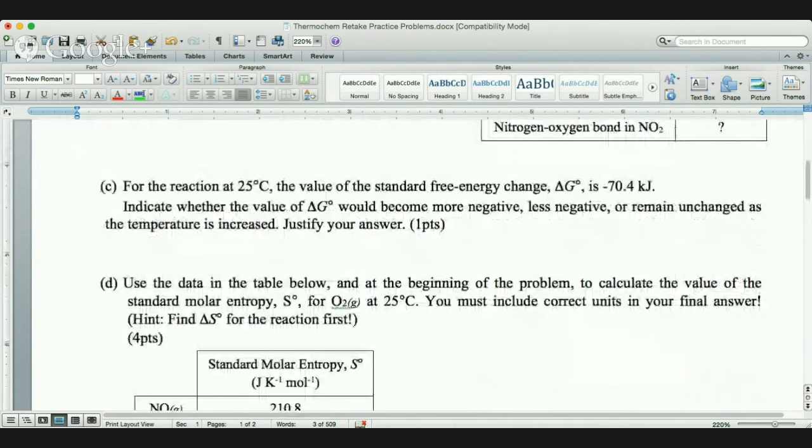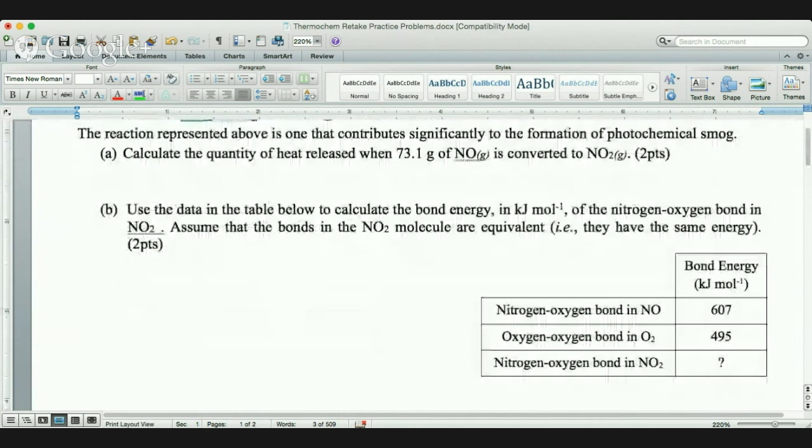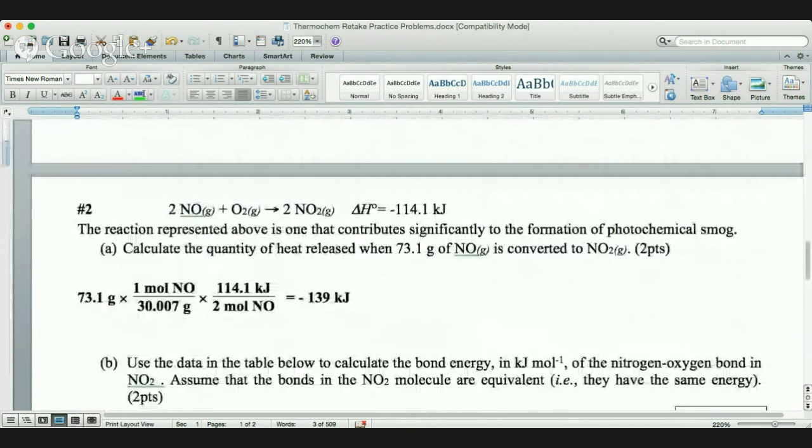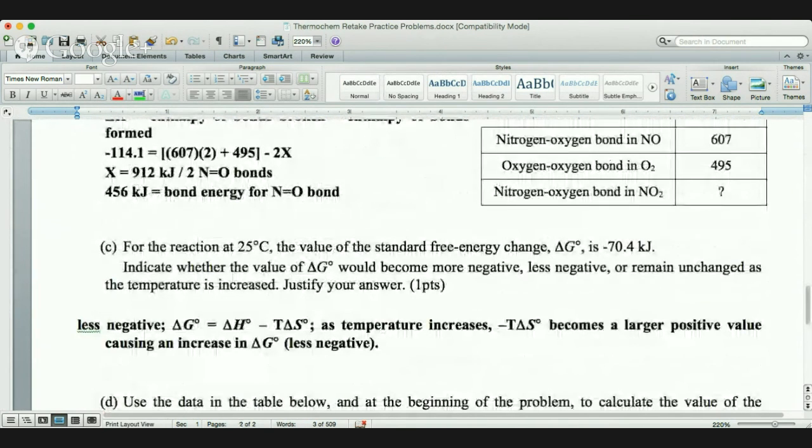Now, what that means is that you know delta G being negative is spontaneous. Well, if we are moving back towards reactants, it's becoming less spontaneous. So it is less negative. It is not more negative, because if it was more negative, it would be more spontaneous. And we know it's not remaining unchanged. Oh, this is another way of doing it, so there's actually two reasons. You could use either reason.